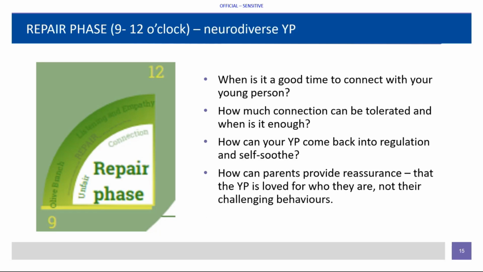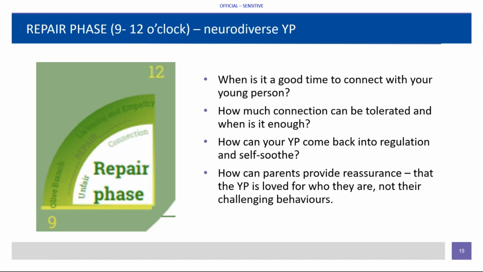So one of the things to consider if you have a young person who's neurodivergent is around, when might it be a good time to connect with your young person, and how much connection can be tolerated, and when is it enough? And how can your young person come back to regulation and self-soothe? And how, most importantly, can the parent provide reassurance that their young person is loved for who they are, and not to just focus on their challenging behaviours.